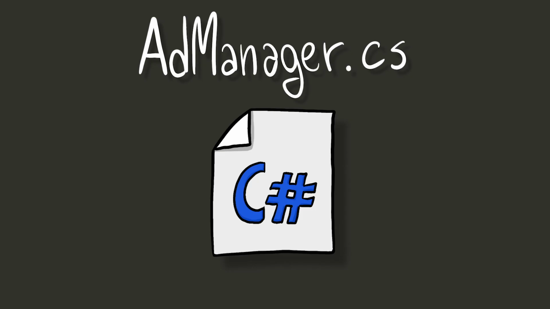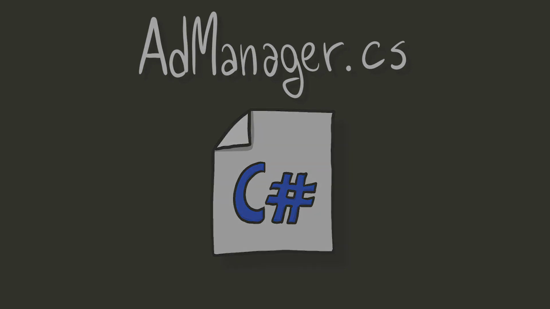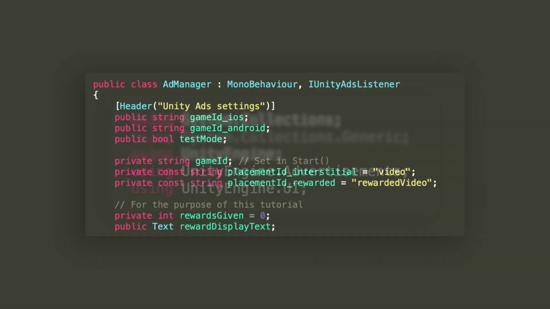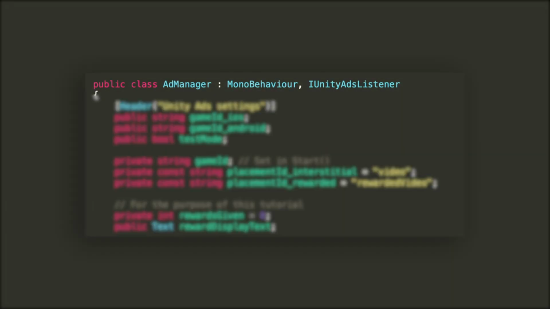Let's now jump to the code. The first thing I did was create a new C# script called AdManager. And I imported two new namespaces, UnityEngine.Advertisement, that is the one used by UnityAds, and UnityEngine.UI, that I will use for the sake of this tutorial to show you some results of our application. Then, I made our AdManager class that inherits from MonoBehaviour also implement the IUnityAdsListener interface, which is what is gonna make it communicate with the ad system.